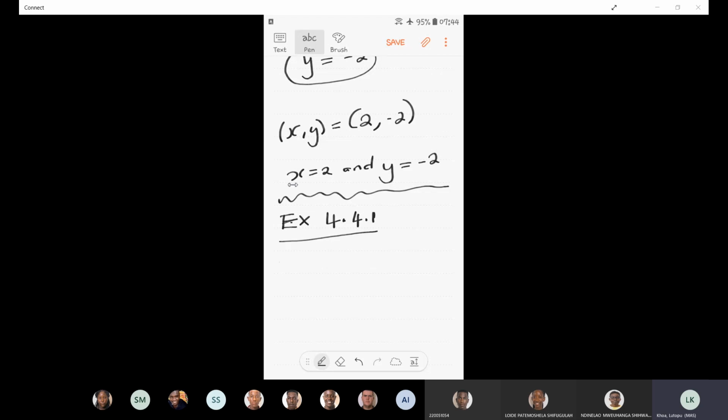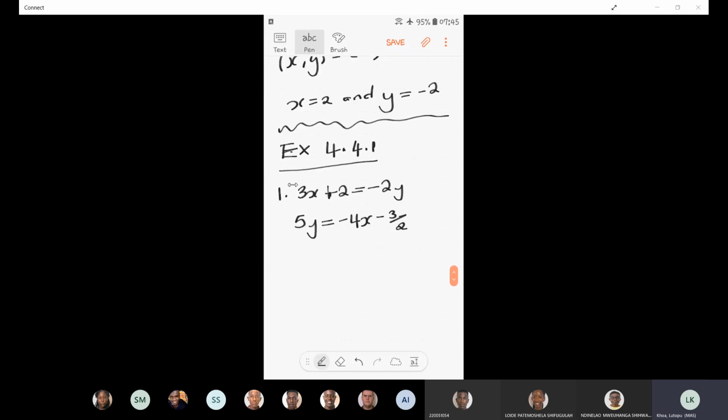Okay, let's look at number 1. We have 3x plus 2 is equal to negative 2y. And we have 5y is equal to negative 4x minus 3 over 2. Okay, now you'll notice this one is written a little bit different in that I don't have x and y on one side of the equal to sign compared to the other ones that I had. It was always x and y on one side and then your constant on the other side.